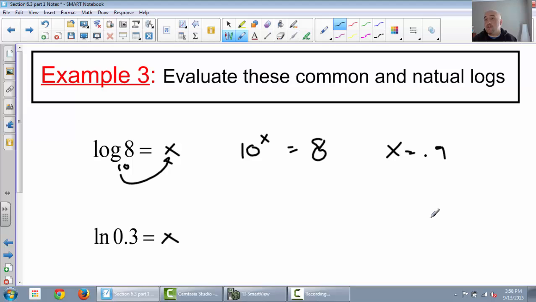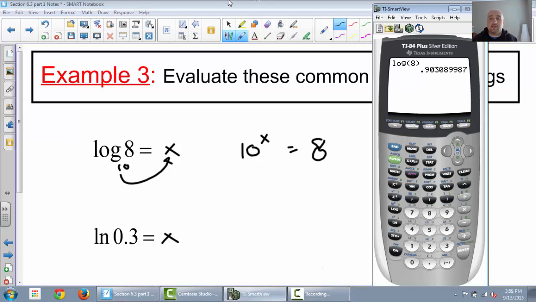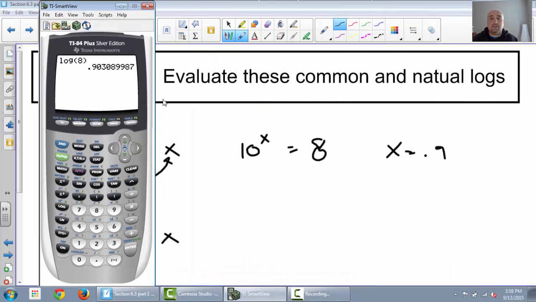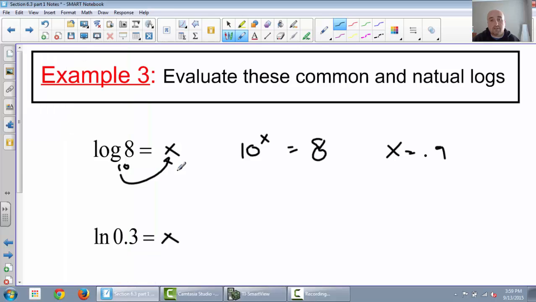Now, how could I check that? I can go right back to the calculator. It says 10 raised to the x is 8, and x is equal to 0.9. What's 10 raised to the 0.9? And there we go, 7.9 rounds to 8. So there's my correct answer. All right, so let's look at the second one.